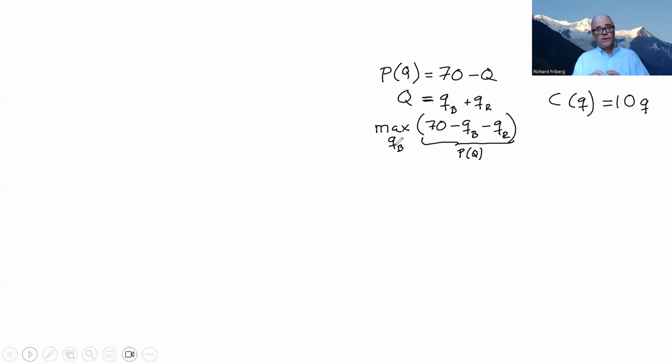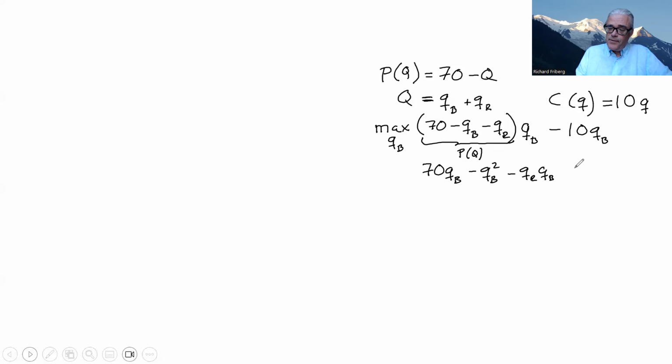So for QB, what will its profits be? Well, it will be price, which depends on what both of us are doing, times blue's own quantity. So that's revenue, and then there's a cost, minus 10 QB. This is what blue wants to maximize. As usual, we are using calculus. We're trying to find the top of the profit hill, the point at which profits are the highest. To do calculus here, let's multiply in the QB. We could do this directly in our heads, but it could be useful just to see it. So just multiply in here: 70 QB minus QR QB minus QB squared, and then minus 10 QB. This is just the profit function for firm blue here.